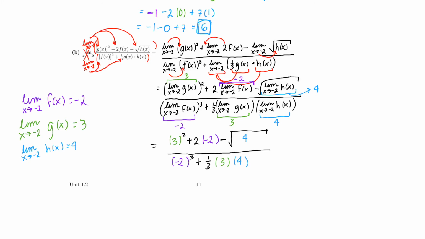Right? All that comes from using this information and just simply plugging it in here. So I moved all the limits around until I had it in a form where I could exactly find those limits. And then it's just plug and chug. So we have 9 minus 4 minus 2, just simplifying. -8 plus 1/3 times 3 times 4 is going to be 4. So on top we have 3, and on the bottom we have -4.